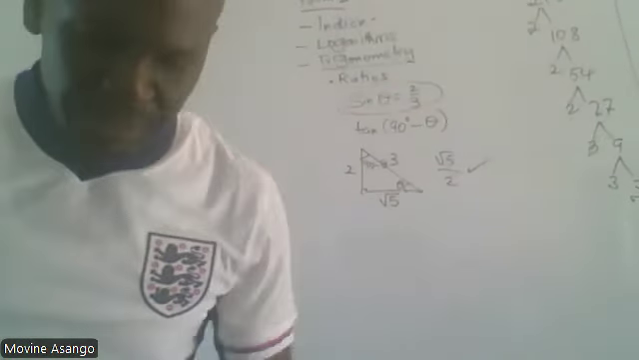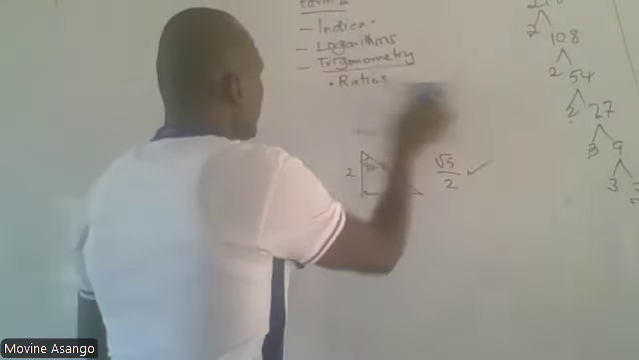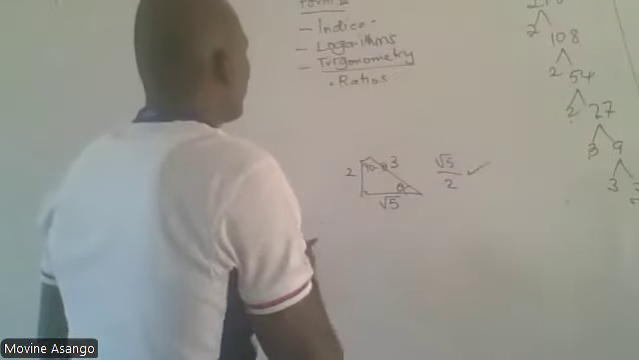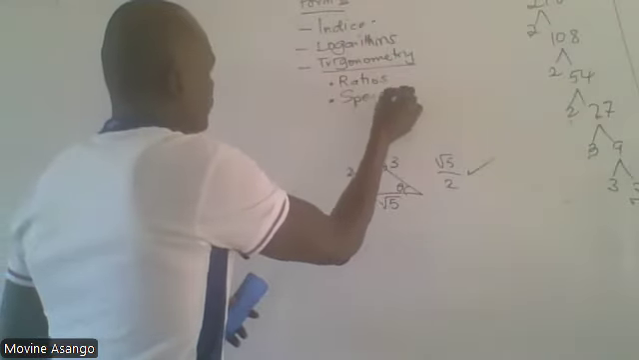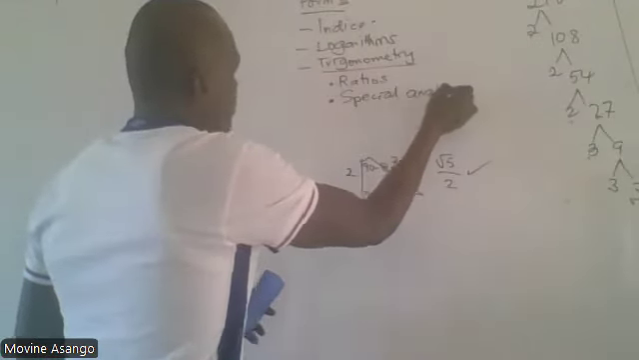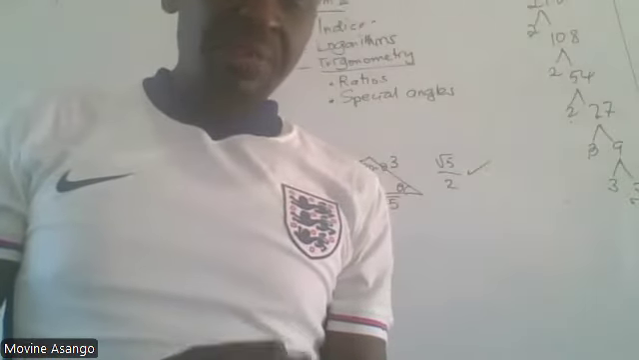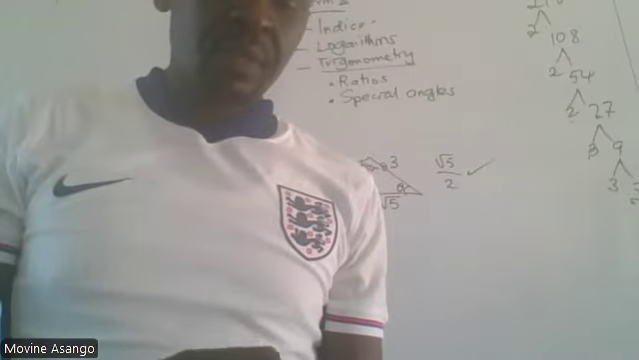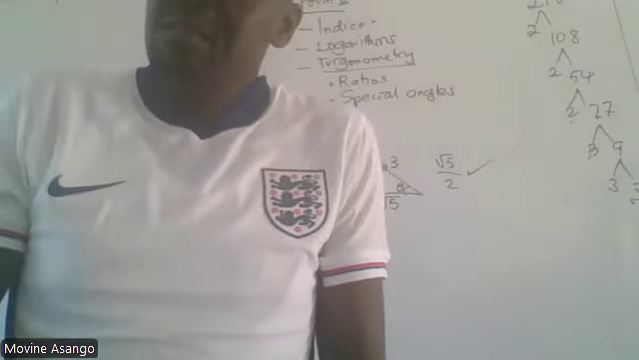Another important part in the trigonometry is special angles. A candidate must understand that special angles include 30, 45, 60, even 90 is a special angle.